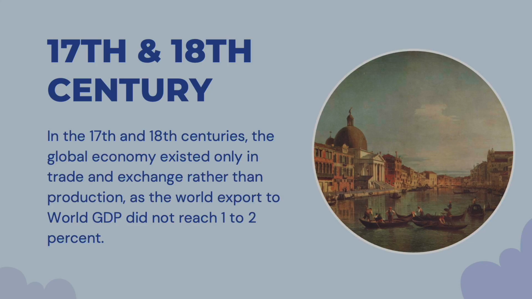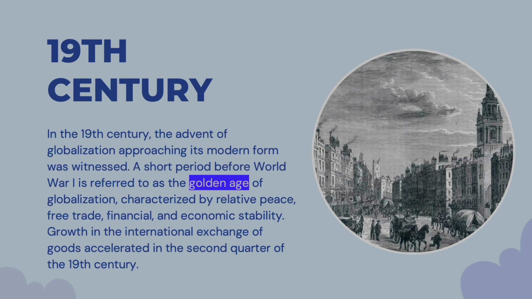In the 17th and 18th centuries, the global economy was almost entirely about trade and exchange. Production was still very much local or regional. World export as a share of world GDP was tiny. The text says like 1 to 2%. So yes, trade happened between distinct economies, but they weren't deeply woven together in terms of how things were actually made. And then the 19th century, that's when things started shifting more towards the modern form we see.